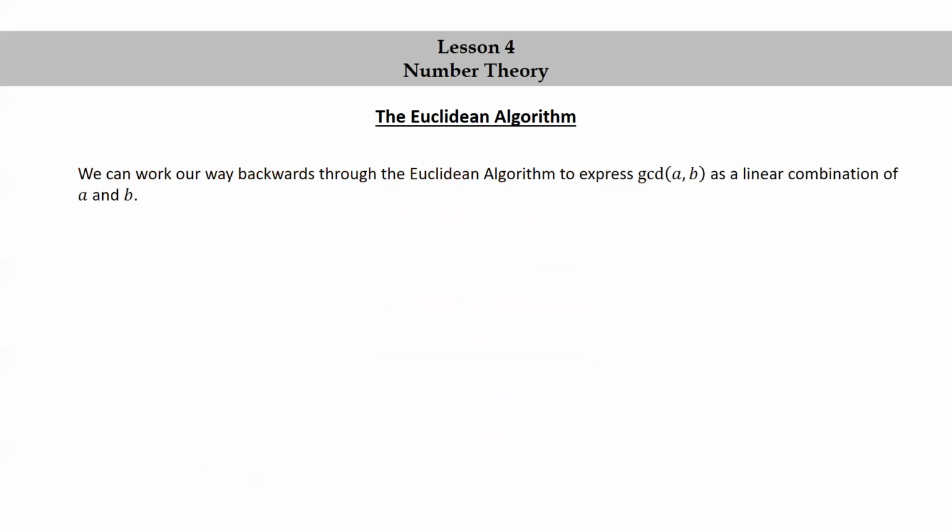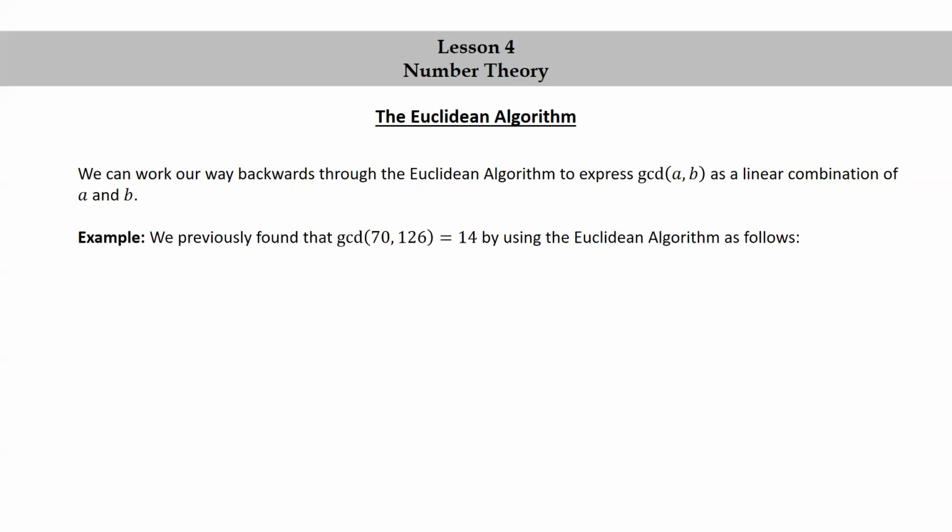We can work our way backwards through the Euclidean algorithm to express GCD of A and B as a linear combination of A and B. Let's do an example. We previously found that the GCD of 70 and 126 is equal to 14 by using the Euclidean algorithm as follows. 126 is equal to 70 times 1 plus 56. 70 is equal to 56 times 1 plus 14. 56 is equal to 14 times 4 plus 0.